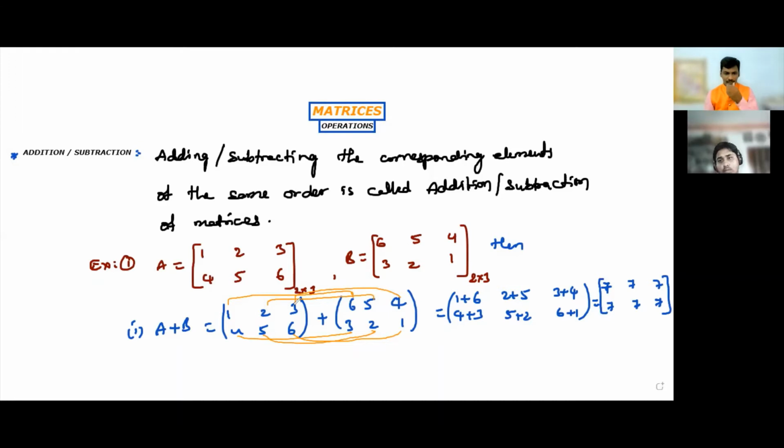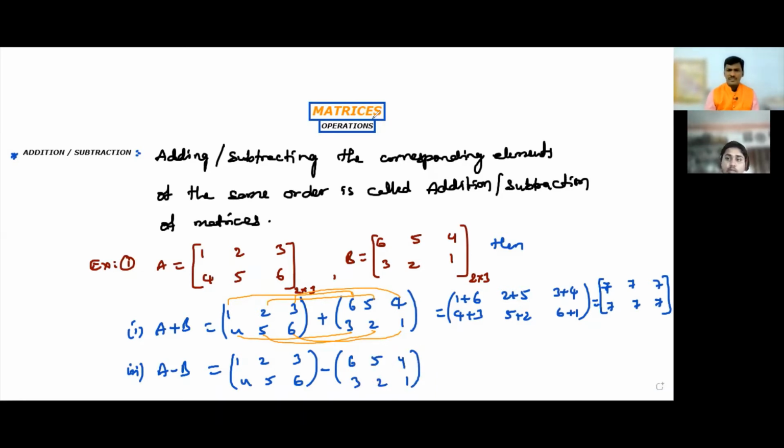So this is the A plus B matrix, and now A minus B. How do we subtract A minus B? It may be A minus B or B minus A, whatever it is. Take the elements 1, 2, 3, 4, 5, 6. A minus means write the minus in the middle, and B: 6, 5, 4, 3, 2, 1. Addition or subtraction, whatever it is, we add or subtract the corresponding elements.